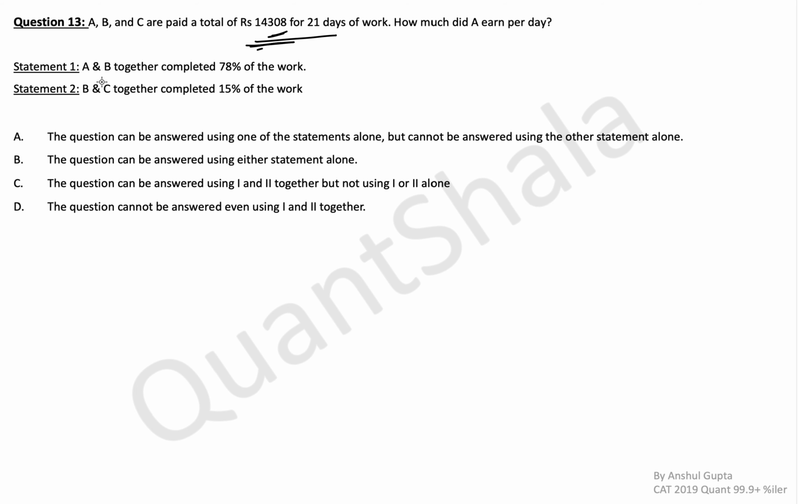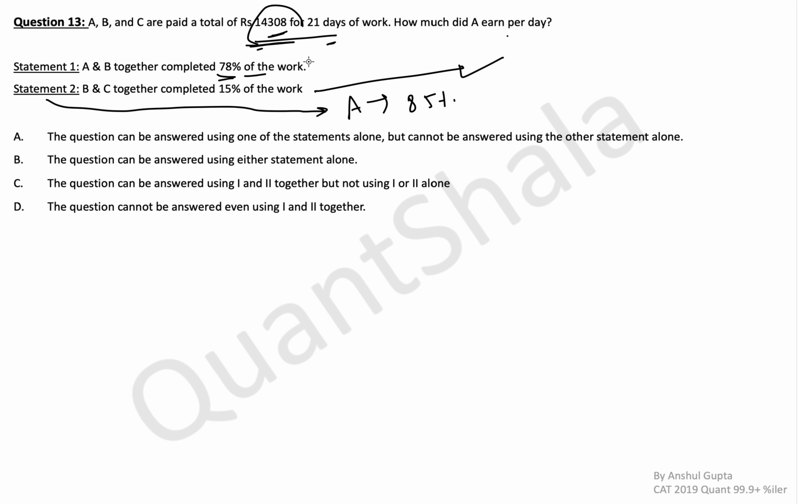Okay, we know that A and B together completed this much. We still don't know about how much A completed alone. Now this says B and C completed together 15% of the work. That means the rest 85% who is completing? A is completing. A completed 85% of the work using statement 2 is what we know. So using statement 2 we know that A completes 85% and he will get 85% of this money. For per day we will divide by 21. So by statement 2 we can answer. By statement 1 alone we cannot answer.